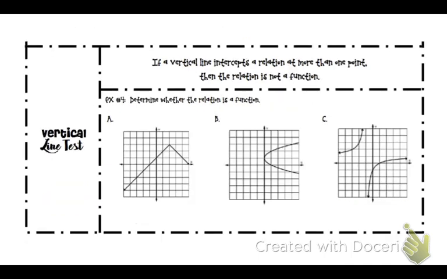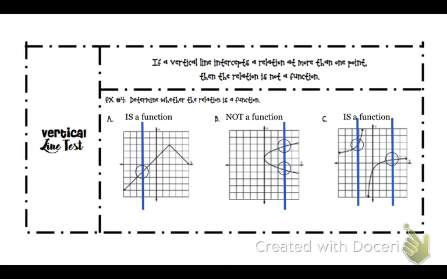Okay? There's a way to check this, and it's called the vertical line test. So basically, you draw a vertical line, and if it crosses more than once, it is not a function. If it only crosses one time, it is a function. So this one only crosses once, so that is a function. This one crosses twice, so it's not a function. This one only crosses once, and we can double check at different points in there, but it only crosses once, so that is a function.